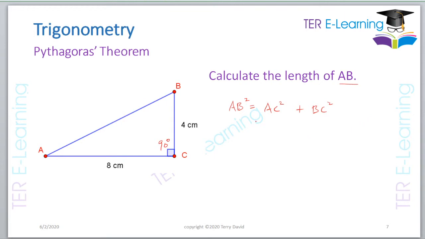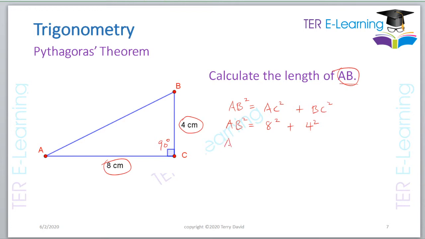So we've written down what the formula is because the question wants us to find AB. So we can say that AB squared is equal to AC. In this case, AC is 8 centimeters. So it is 8 squared plus, it's always going to be a plus in the formula, BC squared. BC in this case is 4 centimeters. So this is going to be 4 squared.